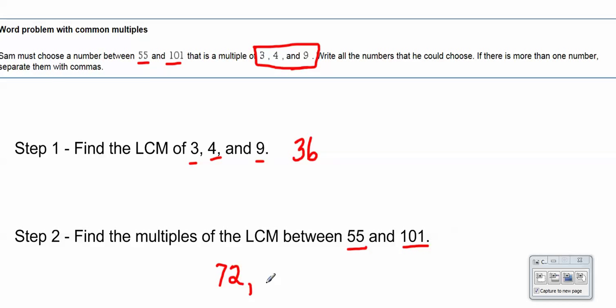72 plus another 36 equals 108. That's outside of the 101 range. So my only number that lies between 55 and 101, that 3, 4, and 9 can go into evenly, is 72. I hope this helps you with this topic. Another suggestion is to use your multiplication chart and to find the multiples that work for 3, 4, and 9 that lie between 55 and 101 on the chart.